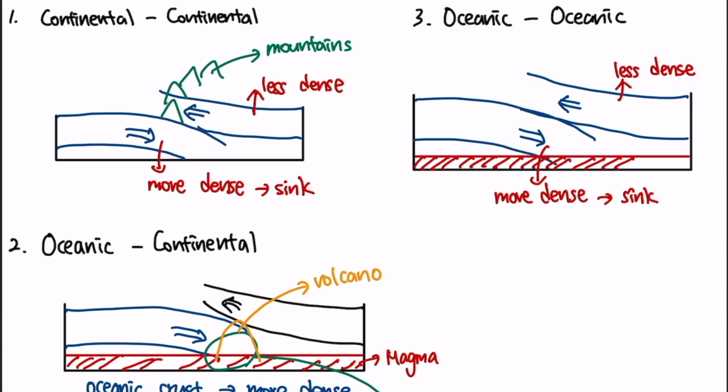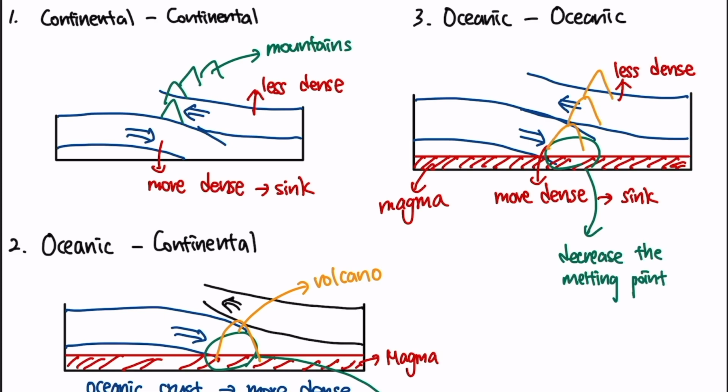as with the continental-oceanic boundary, the melting point of the rocks will be decreased as the oceanic plate sinks to the bottom.